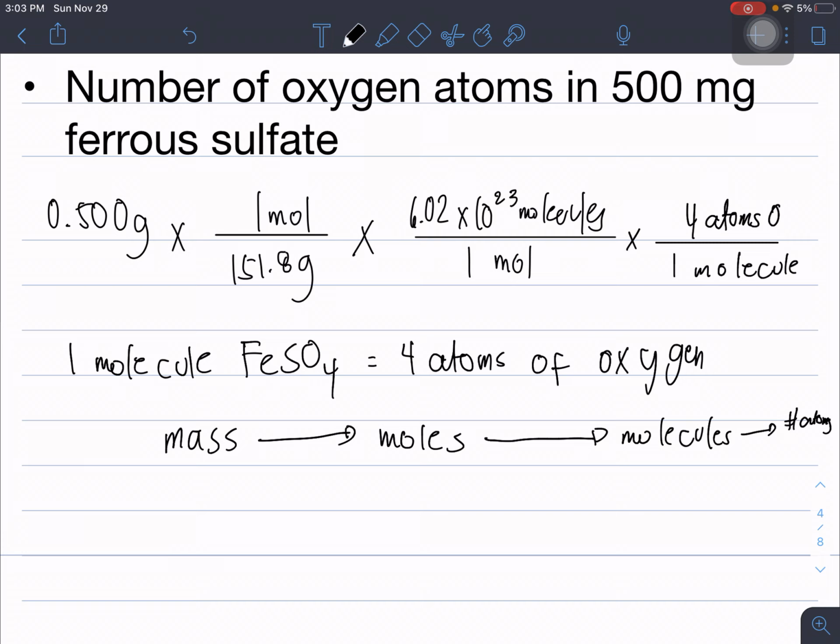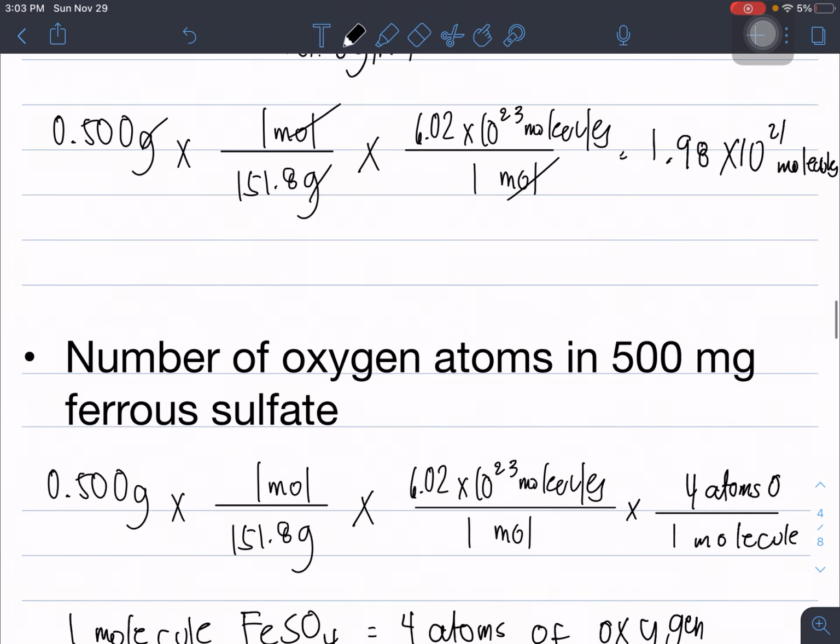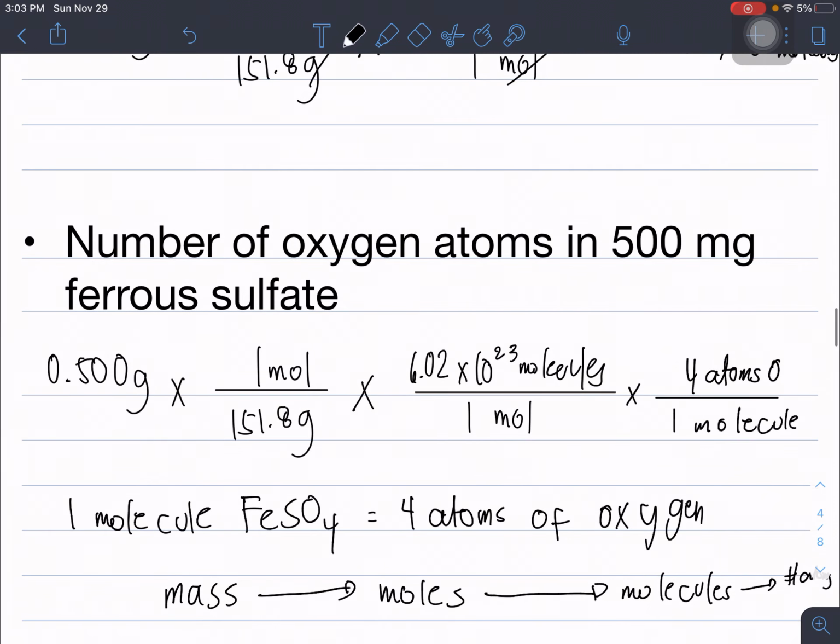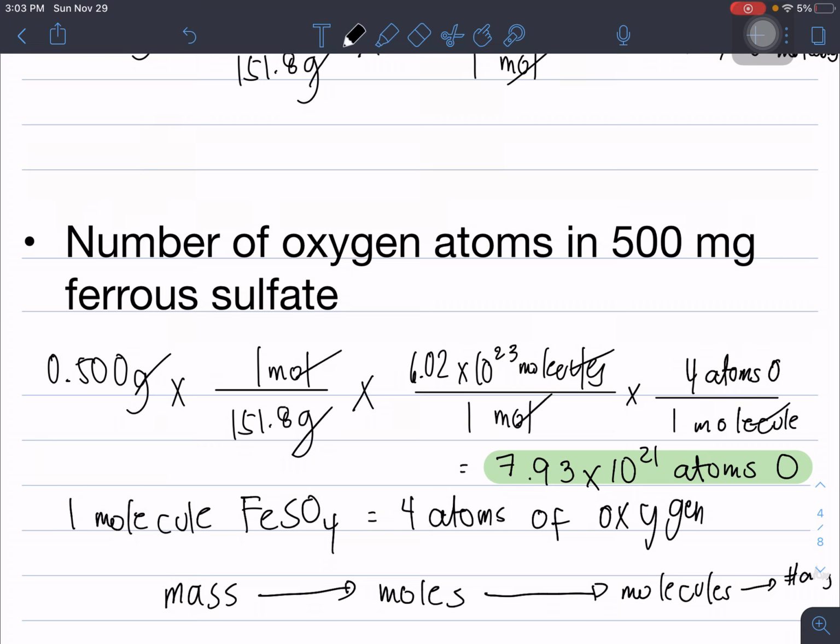Okay, so multiplying your previous answer by 4, this will give us 7.93 times 10 raised to 21 atoms of oxygen. Okay, so this is our answer. As you can see, we cancel out similar units. The only unit that is left is atoms of oxygen.